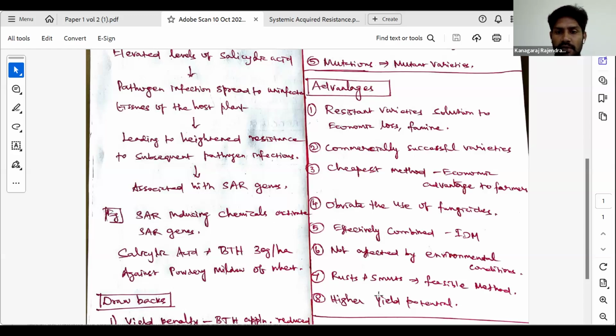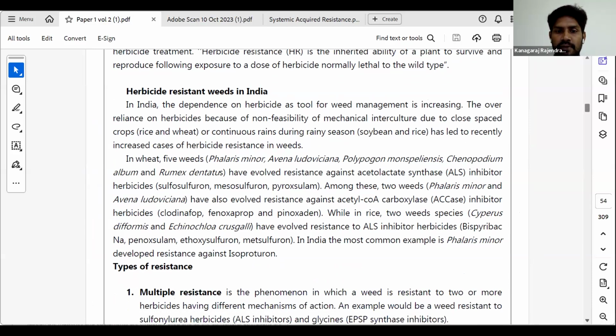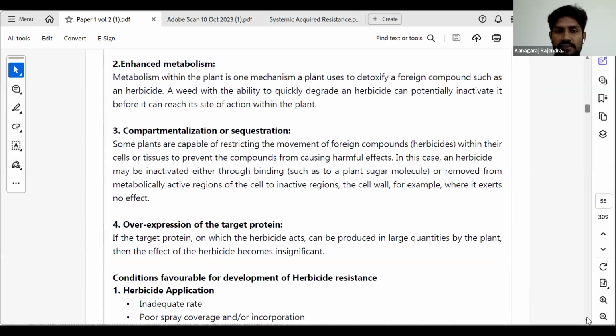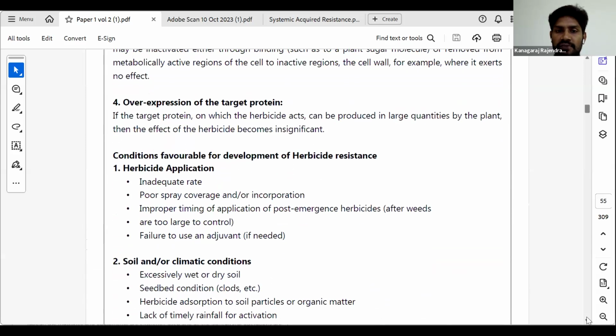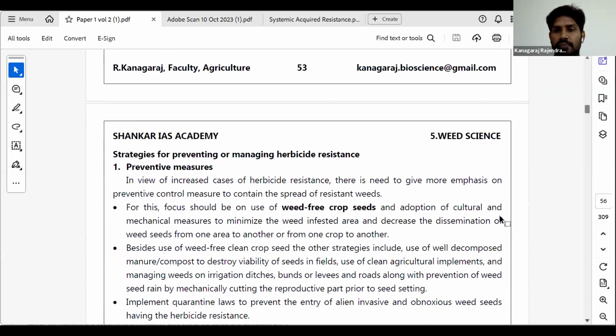Okay, so again, I will give one more example based on the content of last year's question paper. See, this is one important topic: herbicide resistance in the weeds. In my material, I have covered this topic elaborately. What is the definition, what are the important examples in the Indian condition, what are the types of resistance, the mechanism of herbicide resistance, then the conditions for herbicide resistance, and then management.